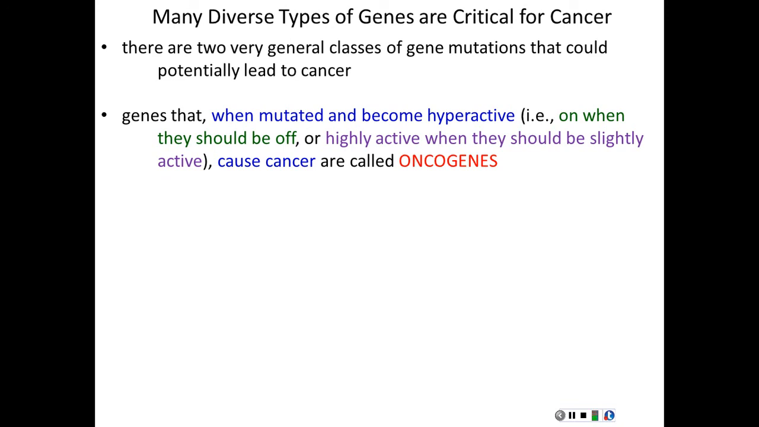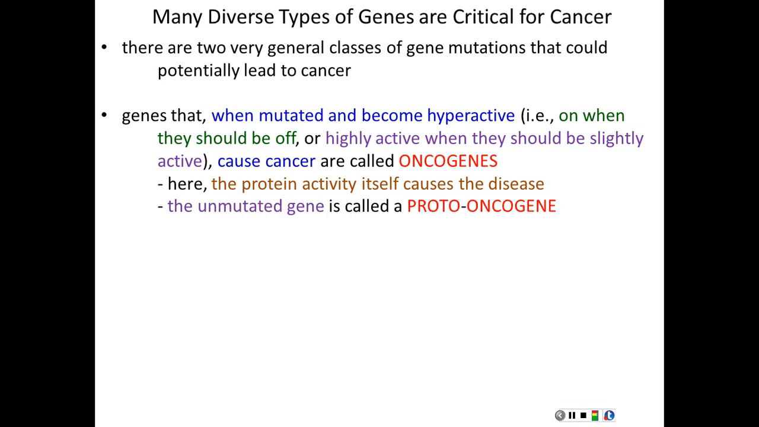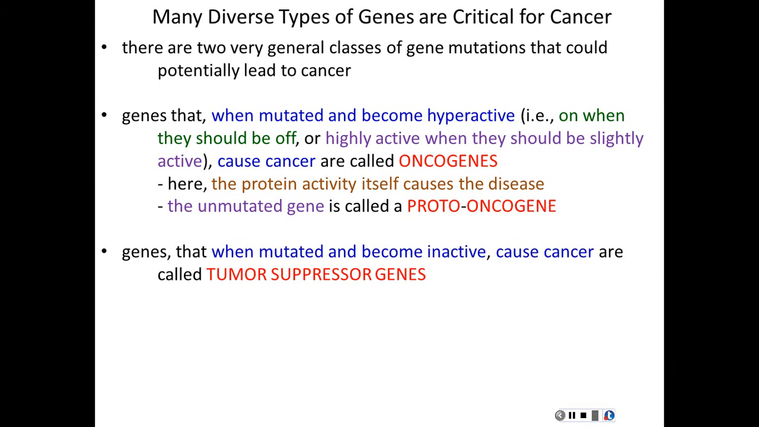We've referred to these genes as oncogenes, cancer-promoting genes. These are genes that are on when they should be off, or highly active when they should be slightly active, and it's this greater enhanced gene activity that causes cancer. Here, the protein activity is usually what's contributing to the cancer. If the gene is unmutated and responding healthily, if it's off when it should be off, we call it a proto-oncogene. In other words, it could be an oncogene, but it's not an oncogene now. And then there's the opposite effect.